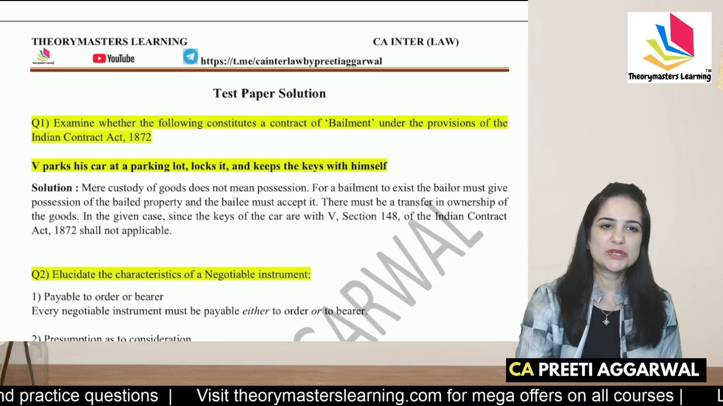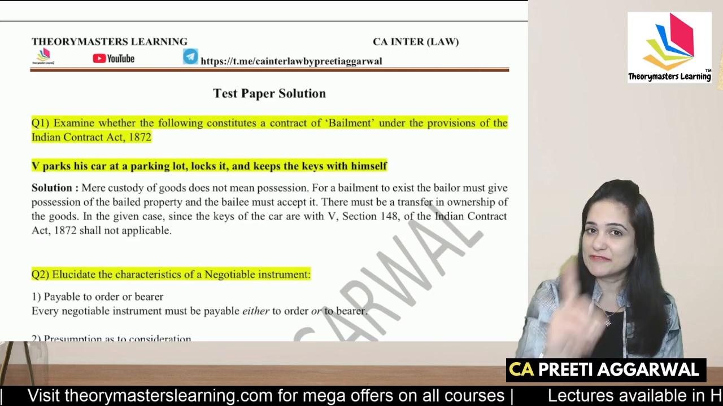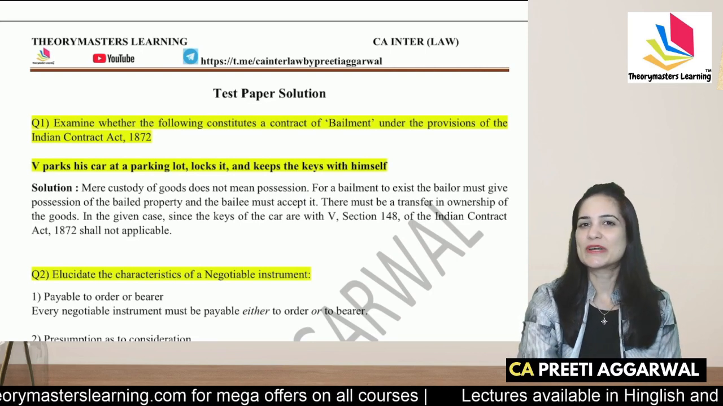Now, the first question was: examine whether the following constitute a valid contract of bailment. In the first demo lecture, I had discussed what is bailment.